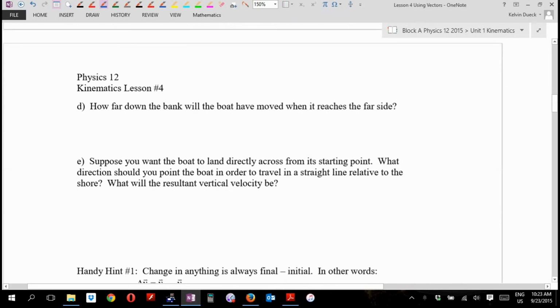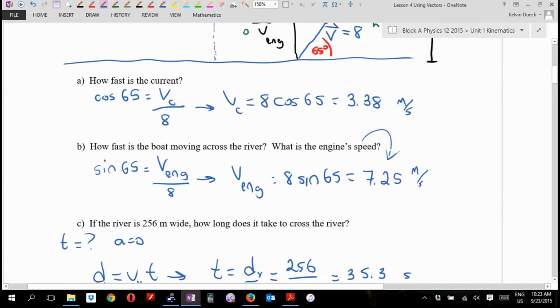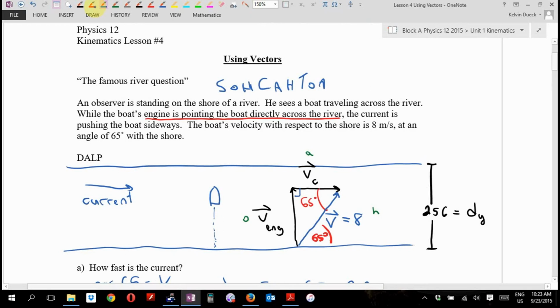Part D. What's D asking me to find? How far down the bank will the boat move when it reaches the far side? I think if I look at my picture, what we're really talking about is, I'll call it dx, a horizontal distance. Again, for you guys this year, if I give you a vector question, we're going to assume the acceleration is zero. By the way, we could handle acceleration. That's just overkill. I'm not going to throw that at you.